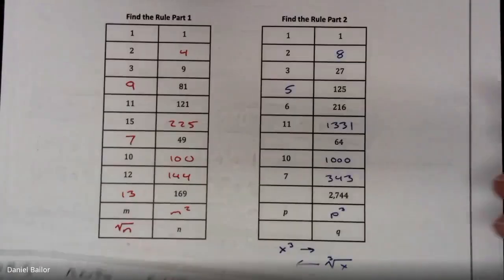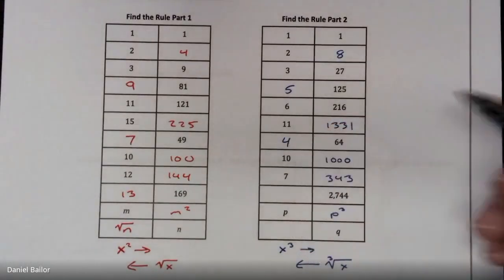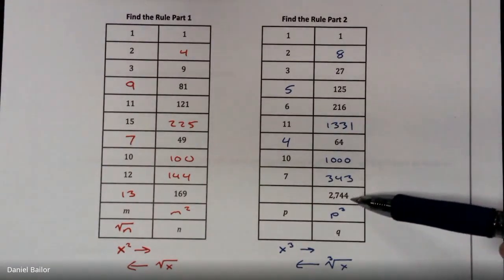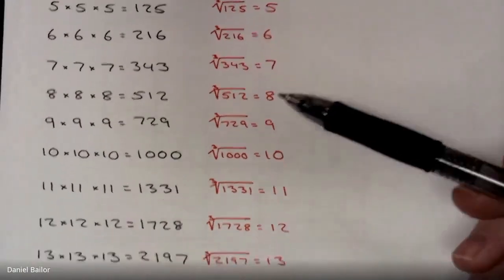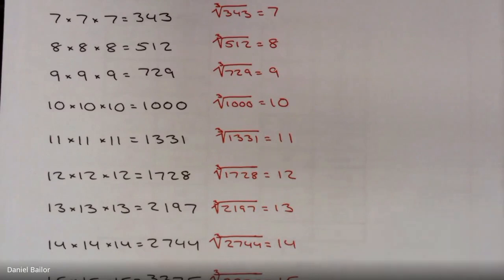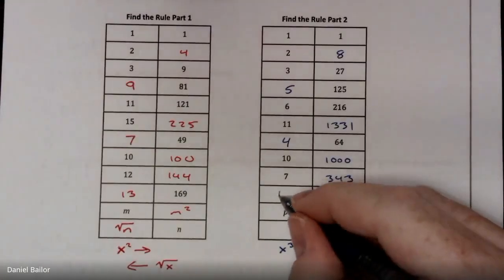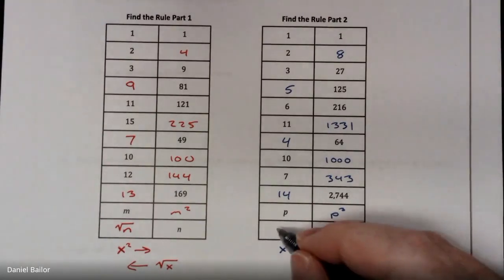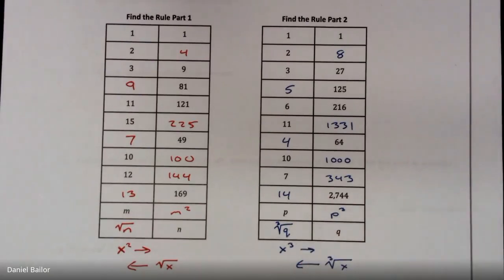Now you see why my chart comes in handy, and you should have copied it down. If you did not copy it down because you did not think it would help you, go back in the video and copy it down now. What's the cube root of 2,744? The cube root of 2,744 is 14. And what's the cube root of q? Well, we don't know what q is, so we just say the cube root of q is the cube root of q.